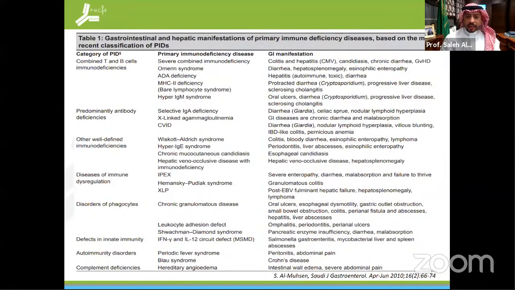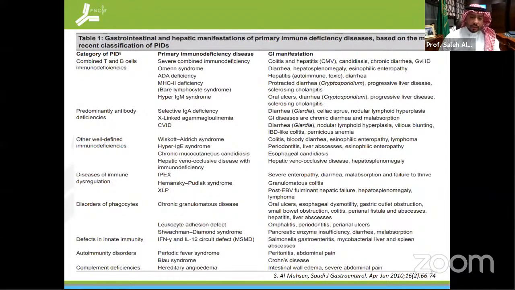A patient with ADA deficiency can present with autoimmune hepatitis and diarrhea. In MHC class 2 deficiency, bare lymphocyte syndrome, the very significant manifestations they present with are protracted, profuse diarrhea, mainly secondary to cryptosporidium. Also, they can present with progressive liver disease. Patients with hyper IgM commonly present with sclerosing cholangitis, but can also present with oral ulcers secondary to neutropenia. They can present with diarrhea secondary to cryptosporidium infection.